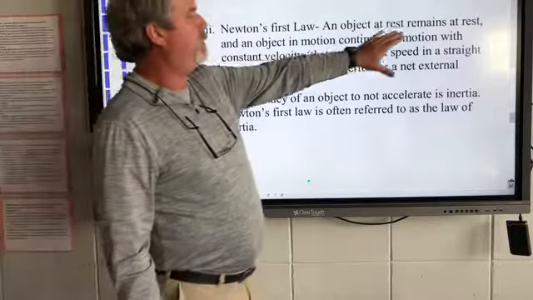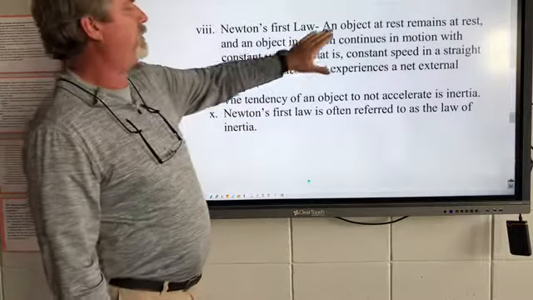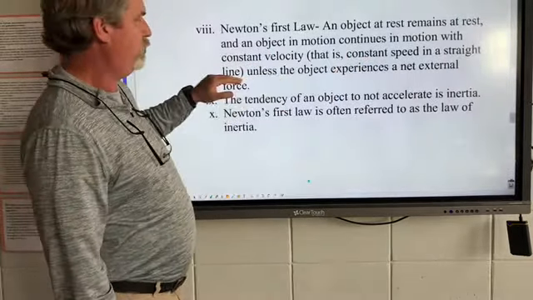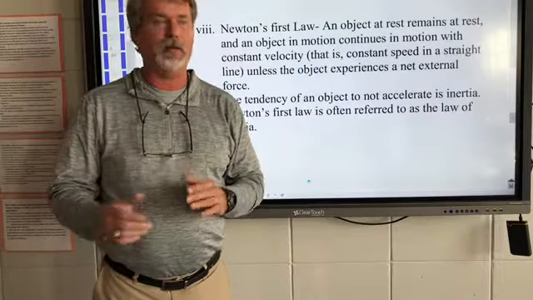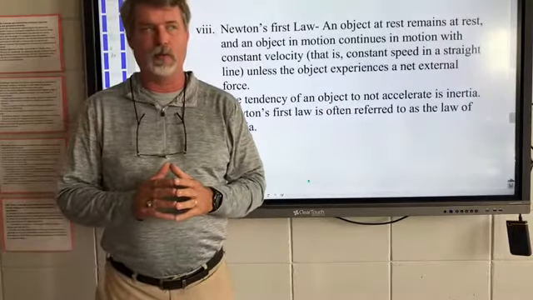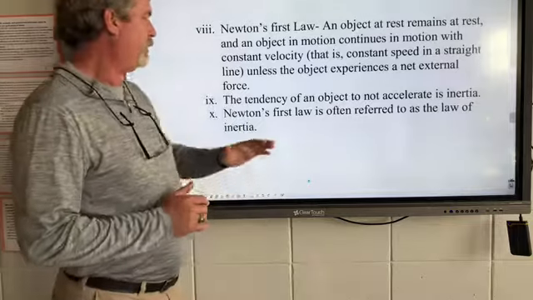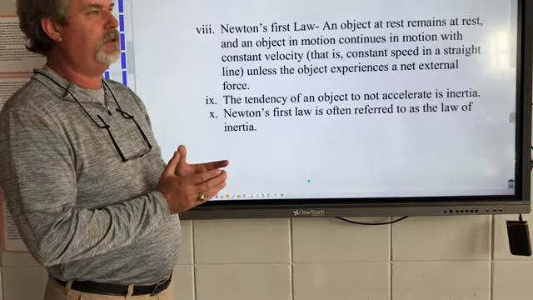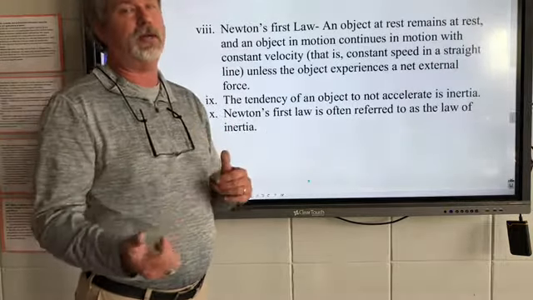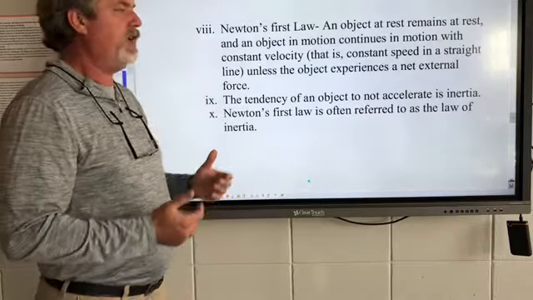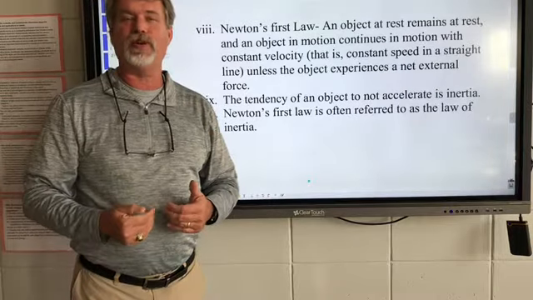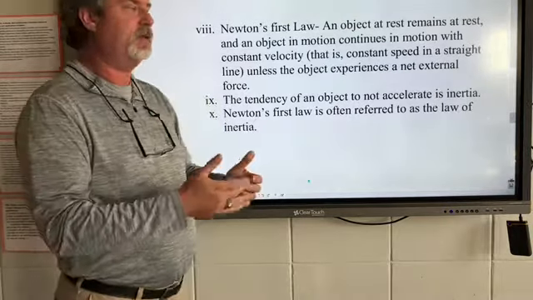So Newton's first law says an object at rest remains at rest, or an object continues in motion with constant velocity. So constant velocity means constant speed in a straight line, because velocity is both speed and direction. Unless the object experiences a net external force. What is a net external force? Well, a net external force is the sum of all the forces acting on it where one force is greater than the other in the system. So if I push with more force than gravity pushes, if I push with more force than friction pushes, then I have a net force and the object would move.